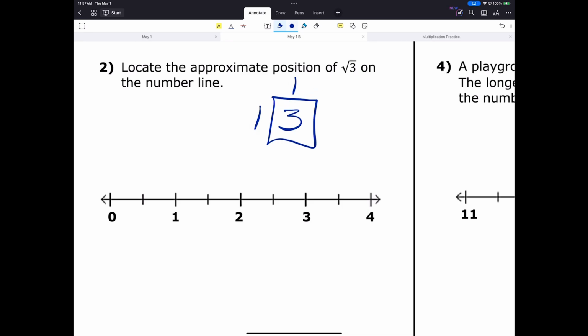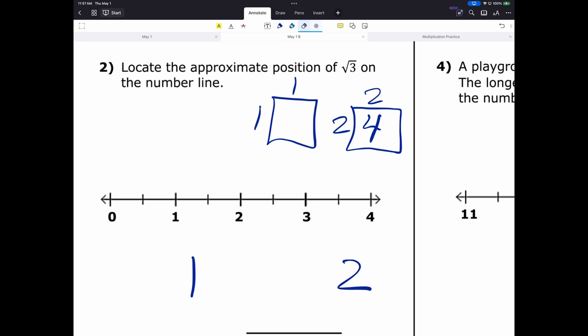That's too small. And then we can go to 2. 2 times 2 gives me 4. So the square root of 3, here's 1 and here's 2, is between 1 and 2, right? But let me just erase this, because actually this one's 1. 1 times 1 gives me 1. 2 times 2 gives me 4.